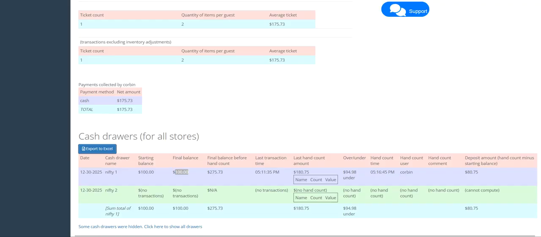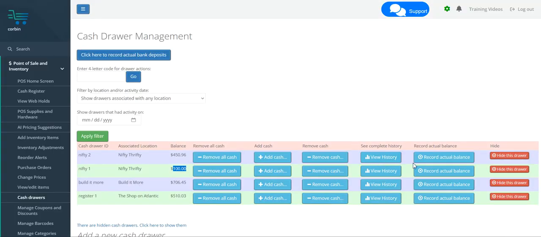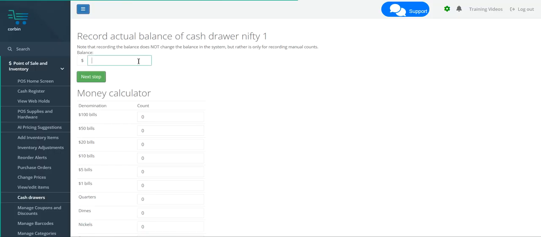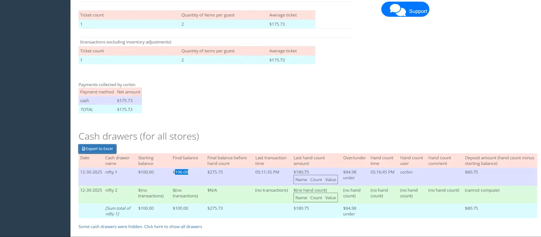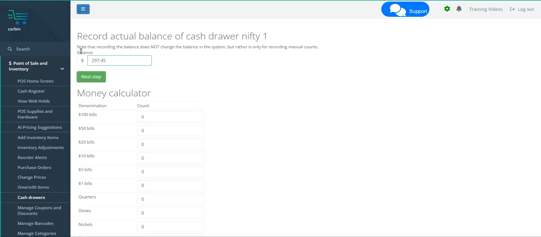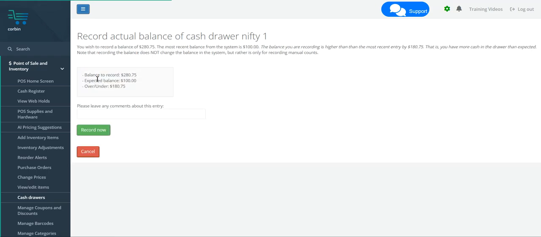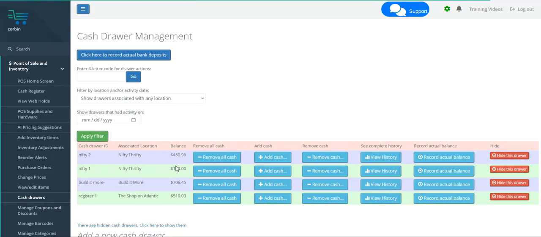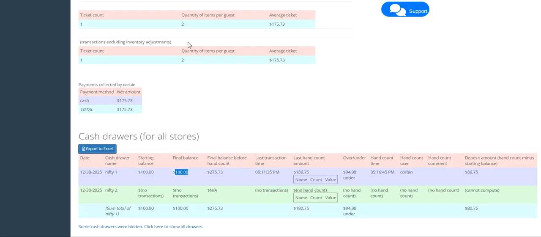Let me show you what happens if you record that second hand count. So let's say we record the drawer balance again here on the same day. This time we include that $100 starting balance. And so our hand count this time is $280.75. Notice though that the drawer has been reset to $100. And so now when I record the second hand count, it's going to record a $180.75 over amount. So the drawer is still reset to $100, not a problem there.